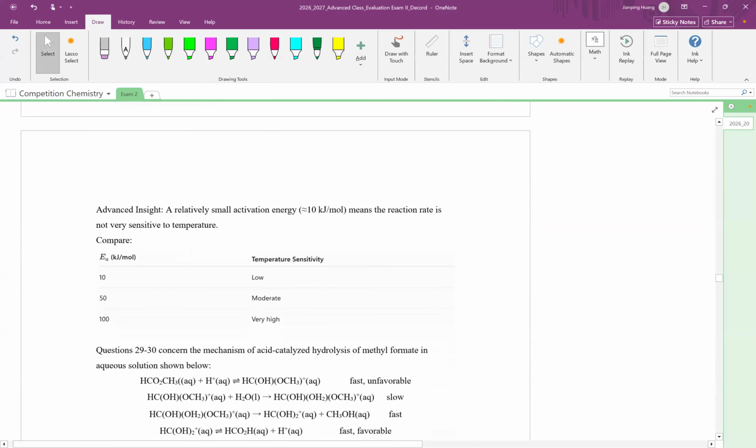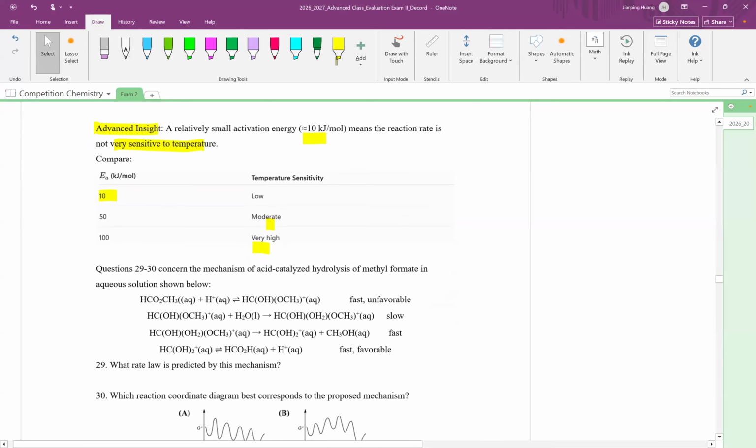Now, one thing I wanted to add, for advanced insight: the relatively small activation energy, that's 10. That reaction is not sensitive to temperature. Do you remember? When activation energy is big, it is very sensitive to the temperature; this is moderate. You should know that, okay? And the last question, 29, 30, is very easy. Let me give you the answer first.